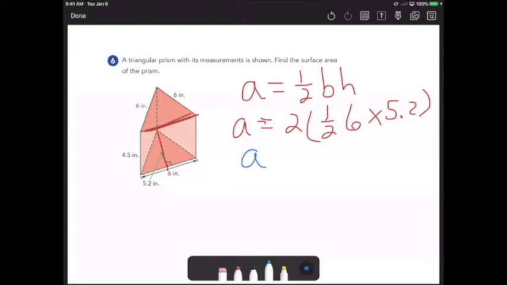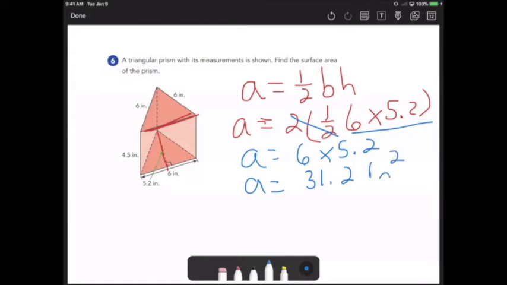What I like to do is this. I'm just going to simplify right here. So if you notice, all we have to do is do 6 times 5.2. And if I do 6 times 5.2, I'm going to get 31.2 inches squared. So now we need to figure out the rectangles.